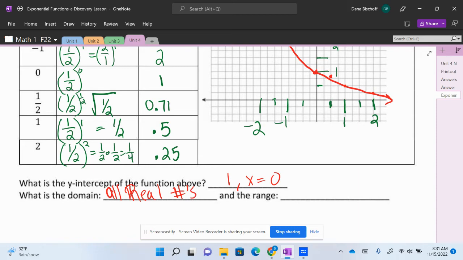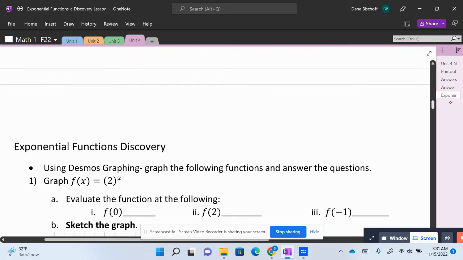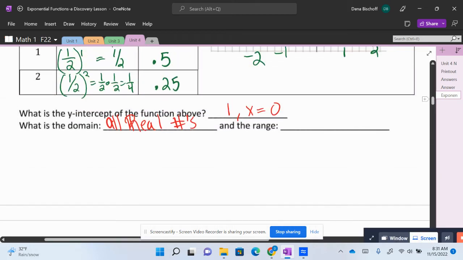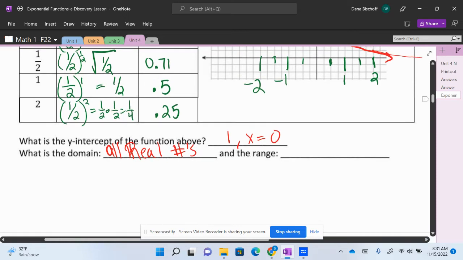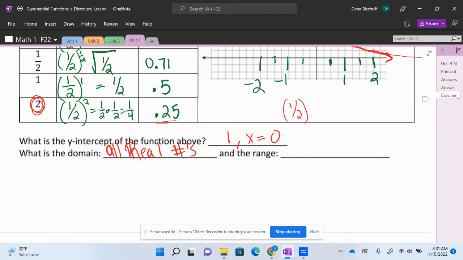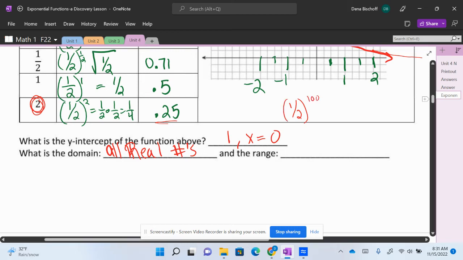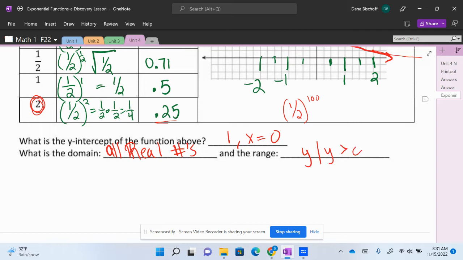What is the range? What's the smallest y value possible? Is this graph ever going to go below into negative y values? Let's think. If I took 2, you notice that as the exponent gets bigger positive, the number gets really small. So if I took 1/2 and raised it to the power of 100, that's still not going to be below 0, right? So it's the same thing as the last one. y such that y is greater than 0.